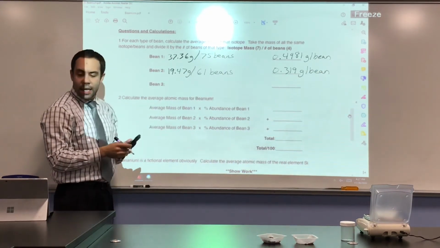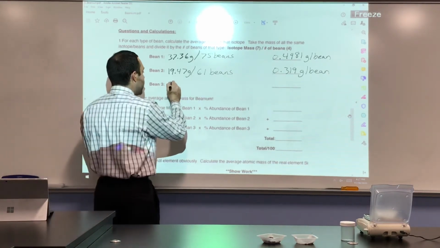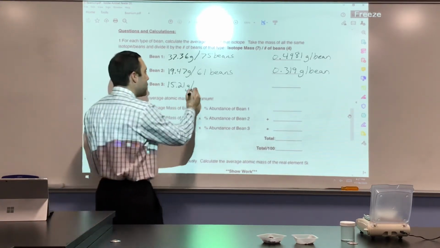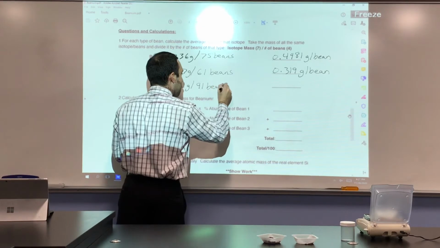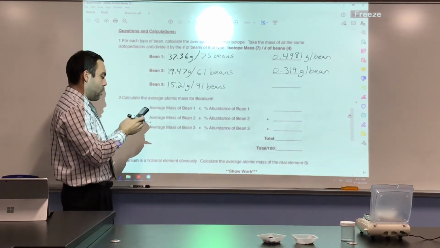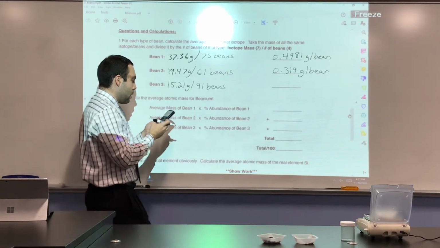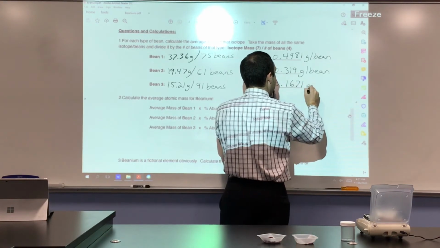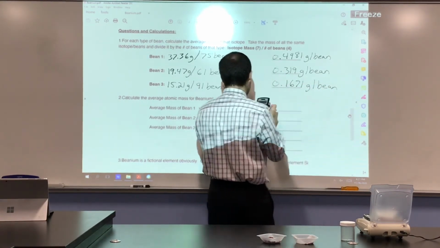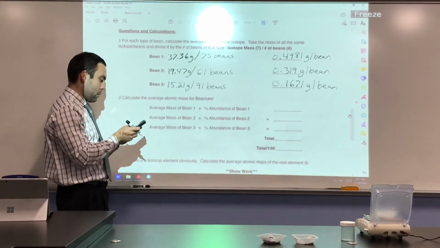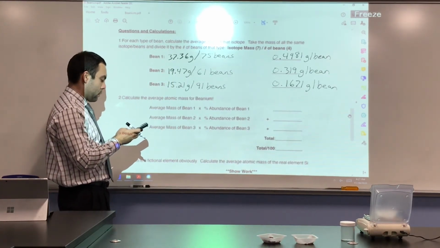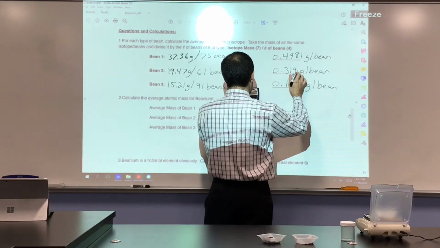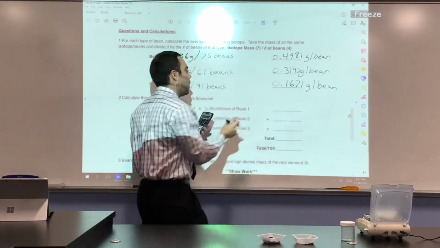And finally, last but not least, number 3, we have 15.21 grams divided by 91 beans. 15.21 divided by 91, and we get 0.1671 grams per bean. Let's do 0.3192, so we'll keep it all even.